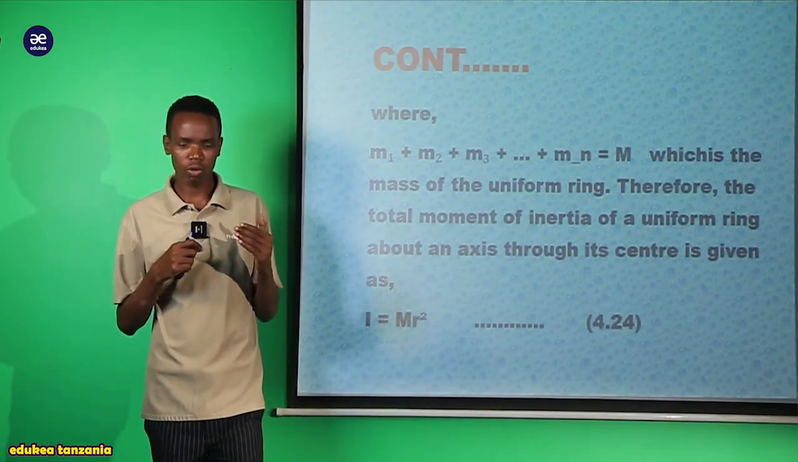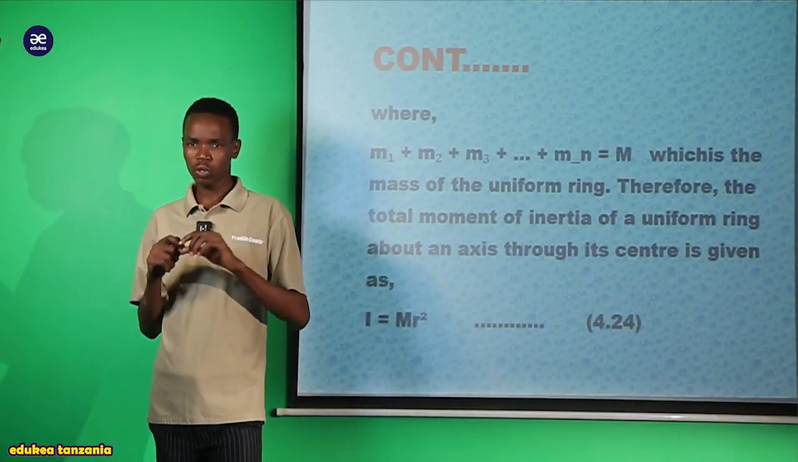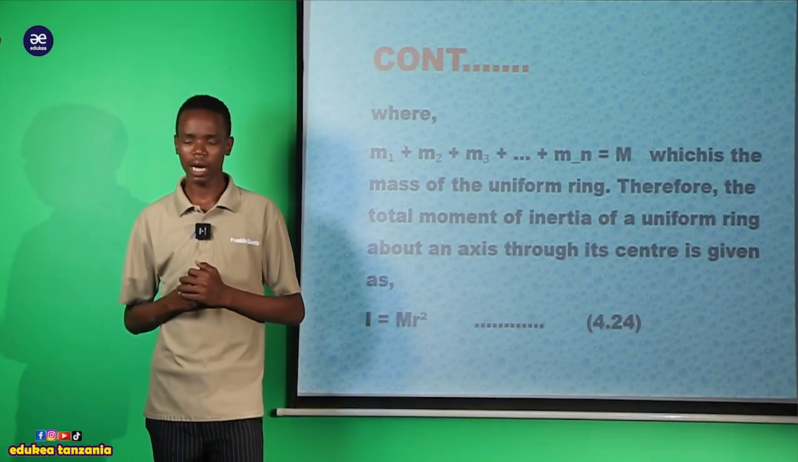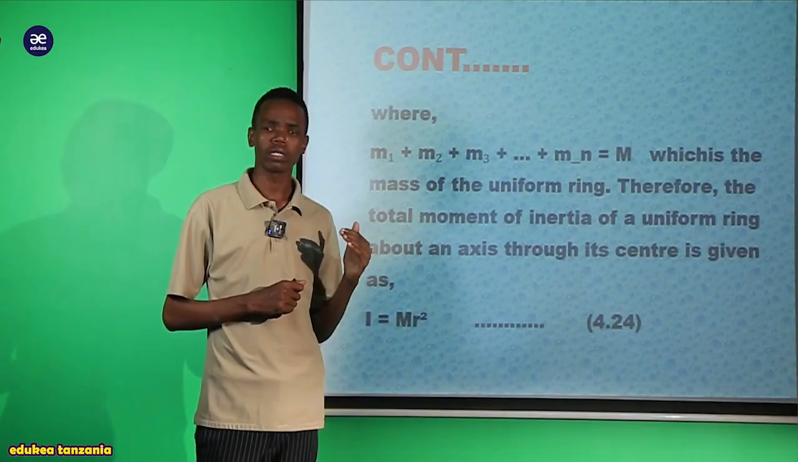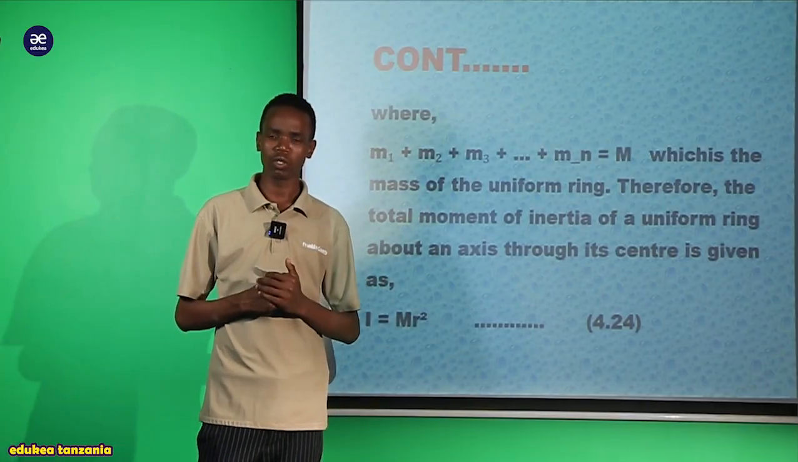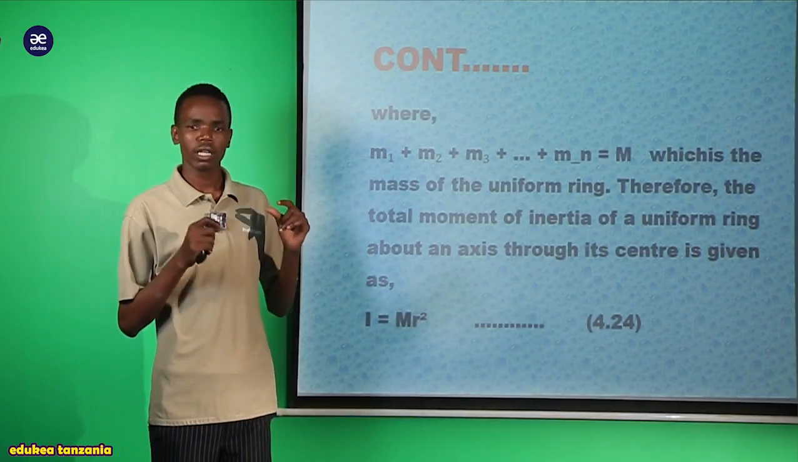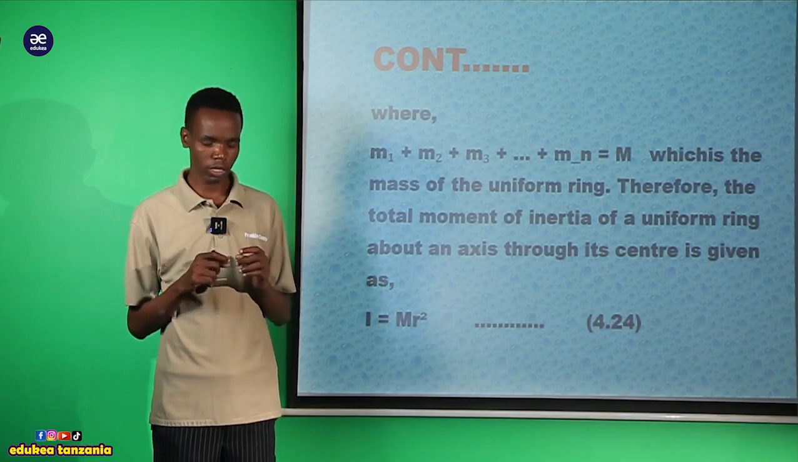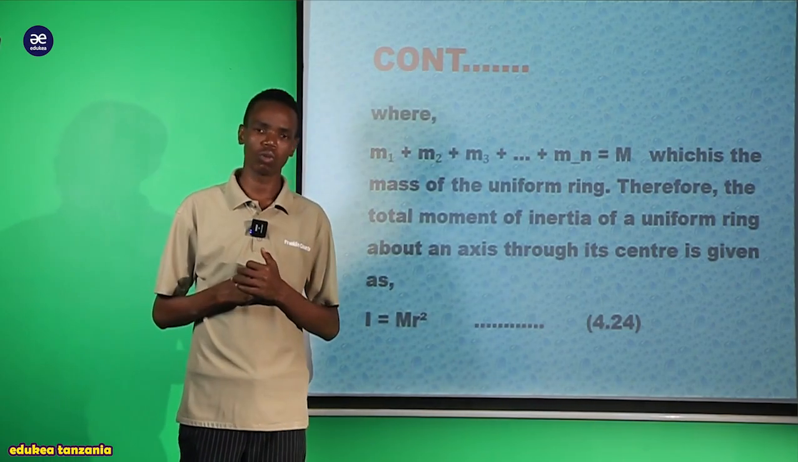Now we should conclude by saying that the total moment of inertia of the uniform ring must be equal to m times r square, where m stands for the mass of the uniform ring, while r square represents the distance squared of the uniform ring. It means the distance exactly from the center up to any point on the ring.